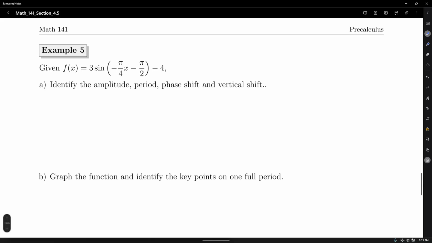So number one, algebraically here, notice how the negative sign is common to both terms. So I'm going to factor it out. So that is 3 times sine. I'm going to use a bracket because I'm going to take the negative outside, and then I'm going to factor, that's pi over 4 x plus pi over 2.